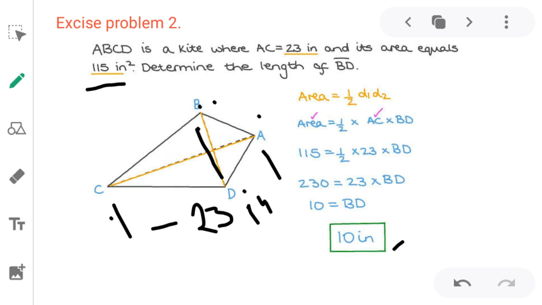So you know the formula: area is equal to half into D1 into D2, that is diagonal 1 into diagonal 2. Just by substituting the values of D1 and D2, we can find the area. But here the area is given and the side AC is given. We have to find out the side BD, that is the diagonal BD, the smaller one. So 115 is equal to 1 by 2 into 23 into BD. Just by cross multiplication, we get BD as 10 inches. So in this way, we can find the value of unknown sides of a rhombus.